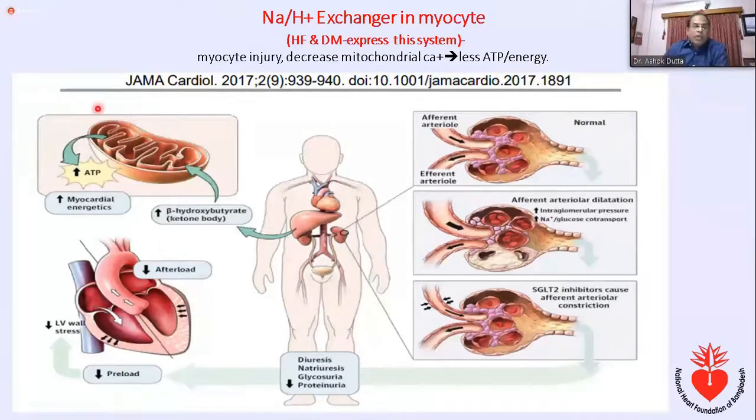Another way it may help is through the sodium hydrogen exchanger in myocytes. That usually produces myocyte injury and decreases mitochondrial calcium, thereby giving less ATP energy. In cases of hypertension and diabetes, this exchanger system is overexpressed in the myocyte. So the SGLT2 inhibitor inhibits the expression of this system in the myocyte, thereby reducing the injury to the myocyte and increasing ATP formation with less oxygen consumption.